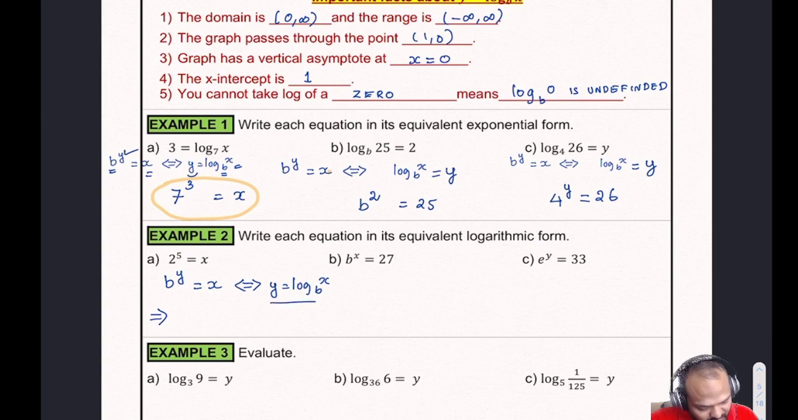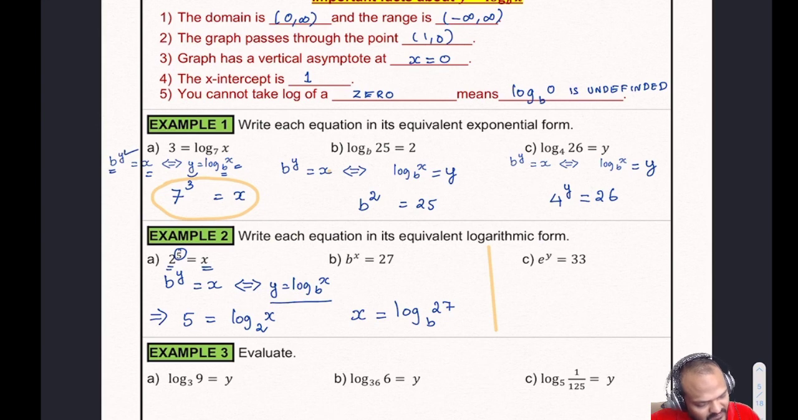y is equal to log base b of x, correct? So it's going to be, here is my y, that's 5, equals, here is my base and here is my x, so it's going to be log x base 2. If you take a look at part B, my base is b, so it's going to be x equals log 27 base b.